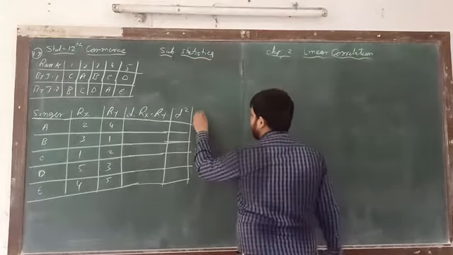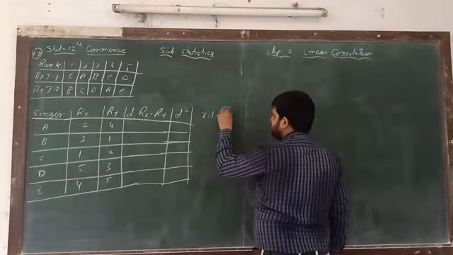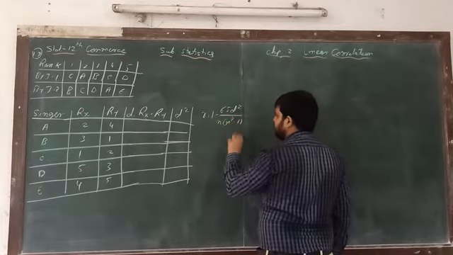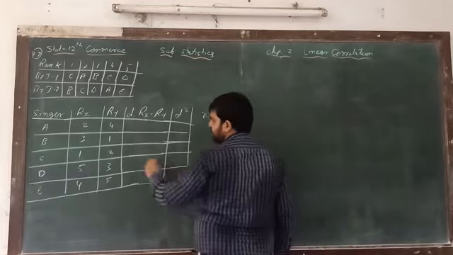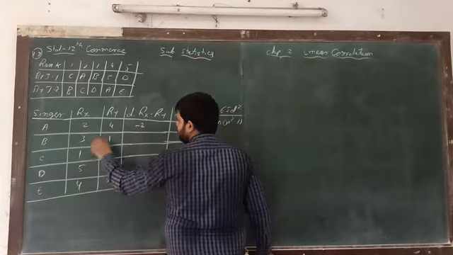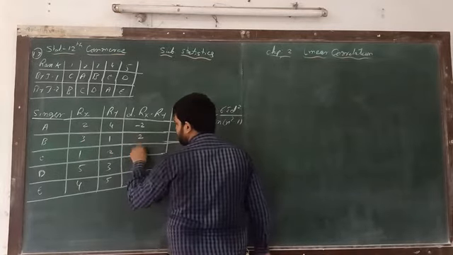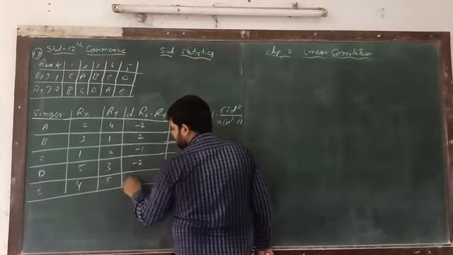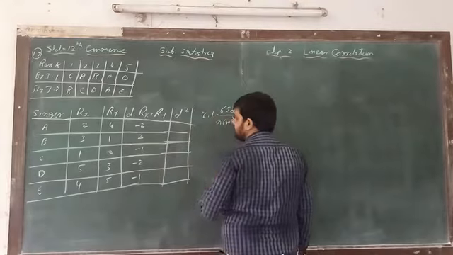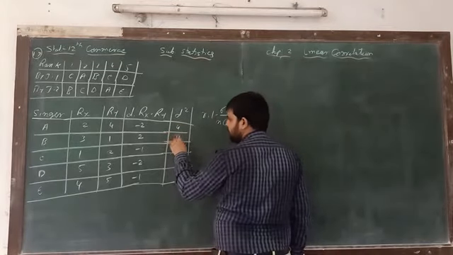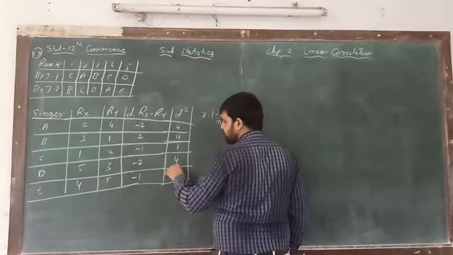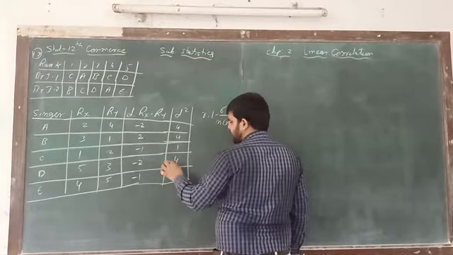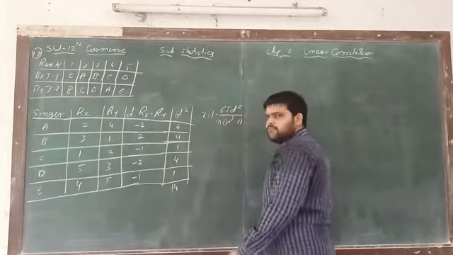Again, what is the value of r? 1 minus 6 sigma d square upon n square minus 1. So we have to find d: 2 minus 4 is minus 2, 3 minus 1 is 2, 1 minus 2 is minus 1, 5 minus 3 is 2, 4 minus 5 is minus 1. The squares are 4, 4, 1, 4, 1, giving 14.